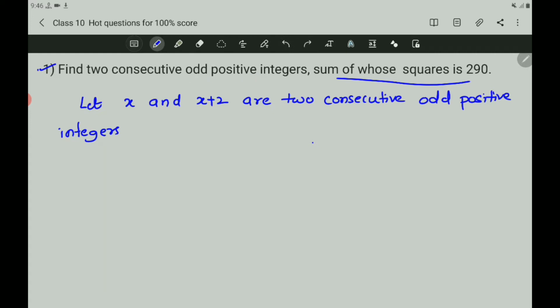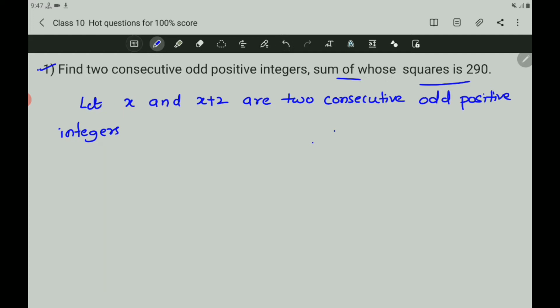Let us take some example here. Consider the odd numbers 1, 3, 5, 7. So what is the difference between them? See here, the difference between 1 and 3 is 2. Difference between 3 and 5 is 2. Again the difference between 5 and 7 is 2. So as the difference between the odd numbers is 2, here we have to take x and x plus 2 as the two consecutive odd positive integers.